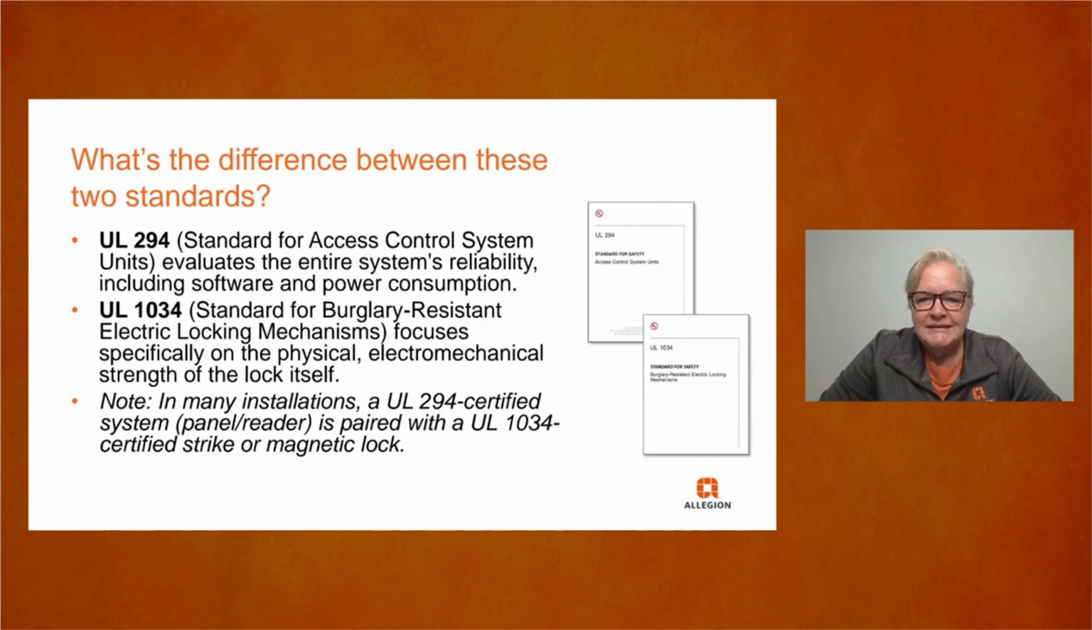So Matt can get into this in more detail if there are questions, because he spends much more time with these standards than I do. But my understanding is that UL 294 looks at the reliability of the entire system, including software and power consumption, while UL 1034 addresses the physical strength of the lock itself. So for some products, it makes more sense to use one standard or the other, which is why the model codes now allow either or.